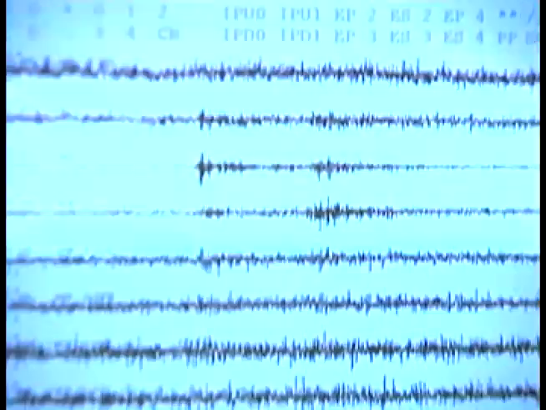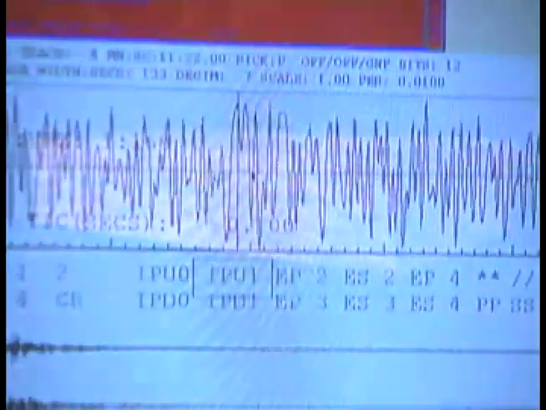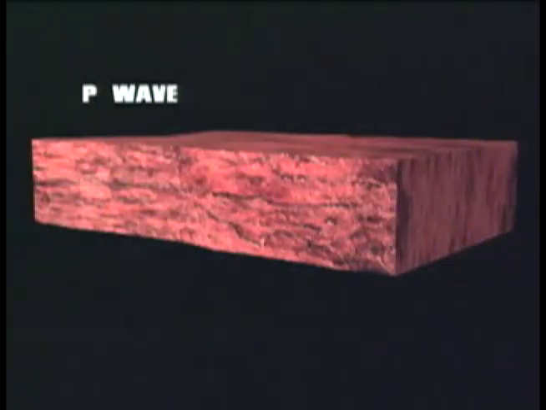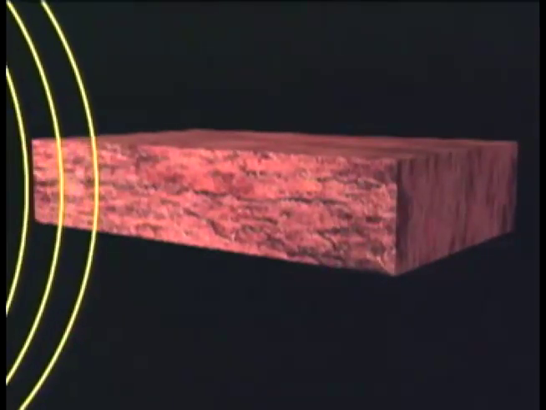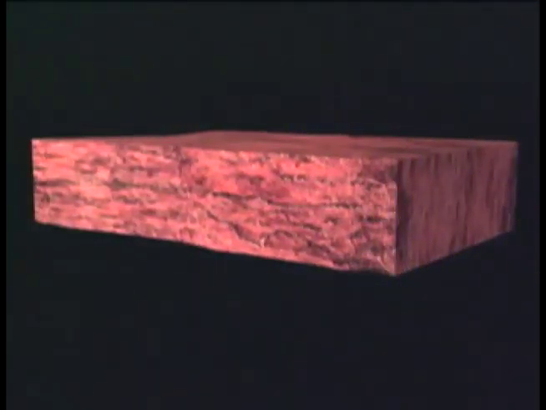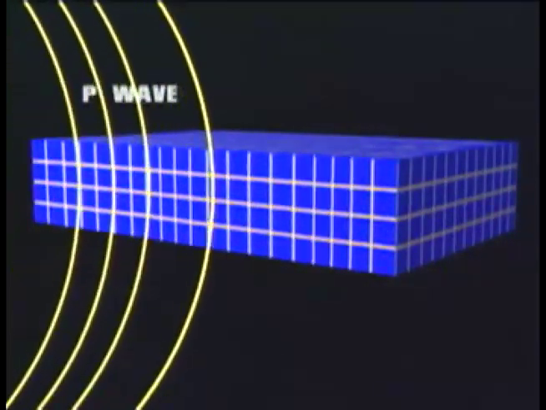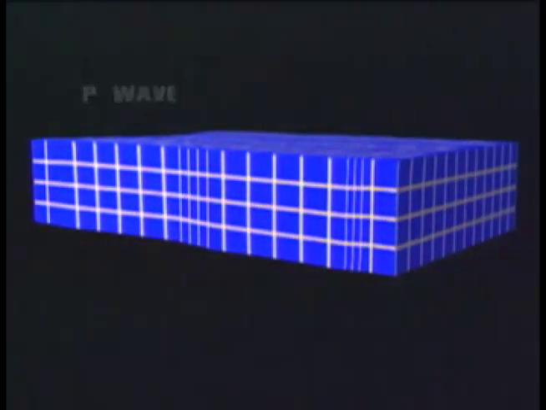Computers also help scientists analyze the different types of seismic waves that occur during an earthquake. The first waves that reach the surface are called P waves. P waves compress and stretch the material they travel through, shown here in this model. This can be more easily seen using a model with a grid pattern. Here you can see that some sections of the grid have been stretched and other sections have been squeezed together.